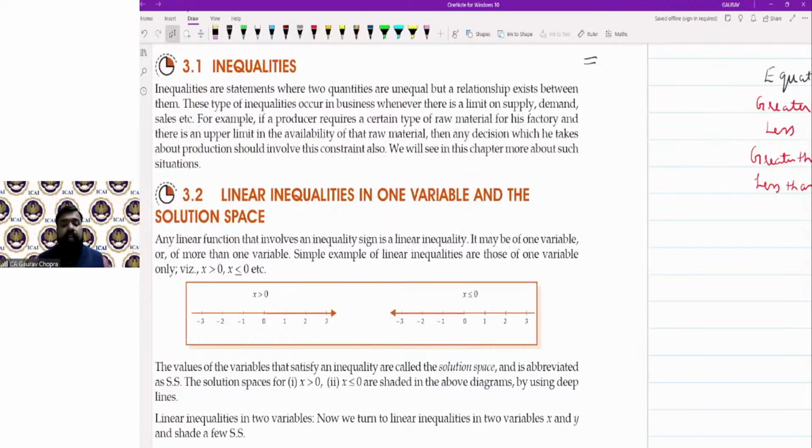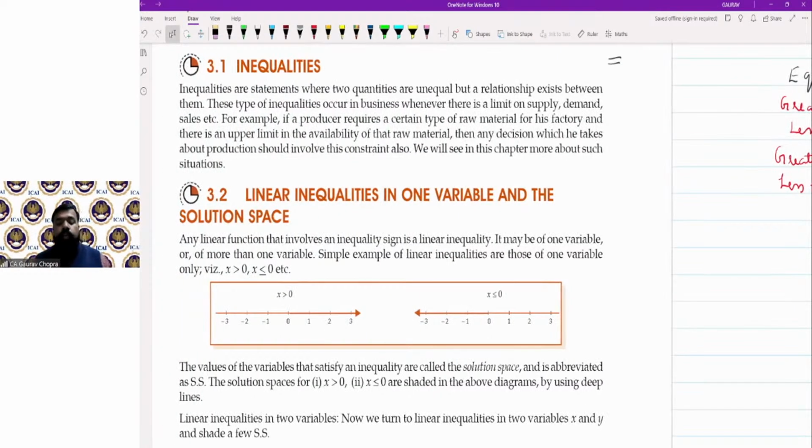This chapter is used in supply, demand, sales, etc. Or even when someone is manufacturing goods, producing some number of goods, we use some upper limit or lower limit. We say that we can maximum produce 1000 units in a day. That means our production can be less than or equal to 1000.